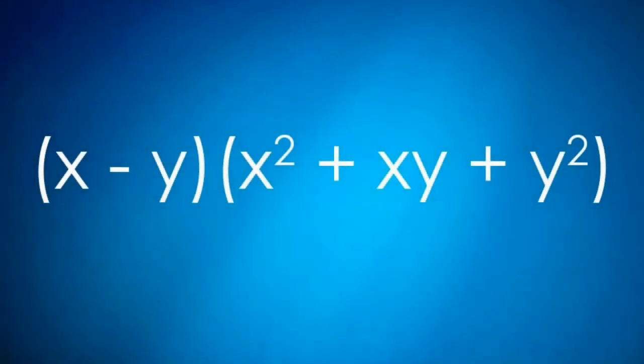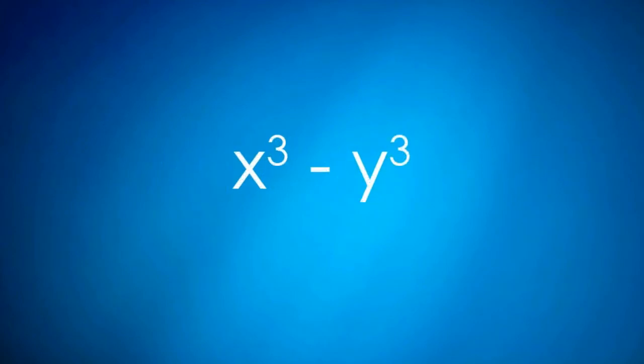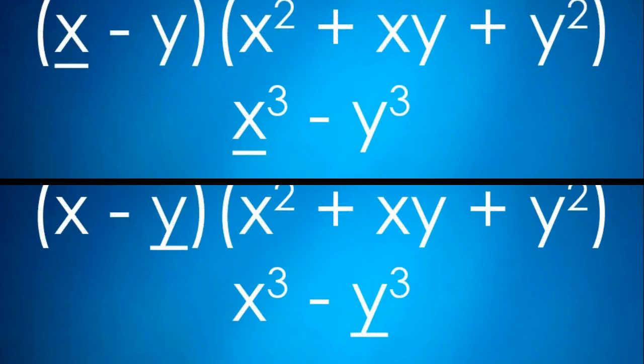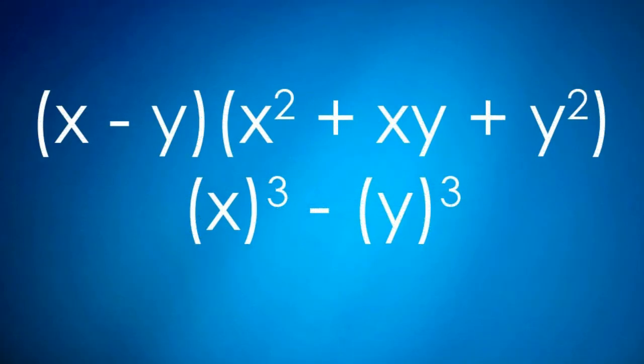Consider we have quantity x minus y times quantity x squared plus xy plus y squared. In this case, we'll be going to use x cubed minus y cubed. Like what we've done earlier, let the first term of the binomial equal to x and the second term be equal to y. Substitute the first term to x cubed and second term to y cubed. And that's how to solve the special case of multiplying a binomial and a trinomial with a short method.